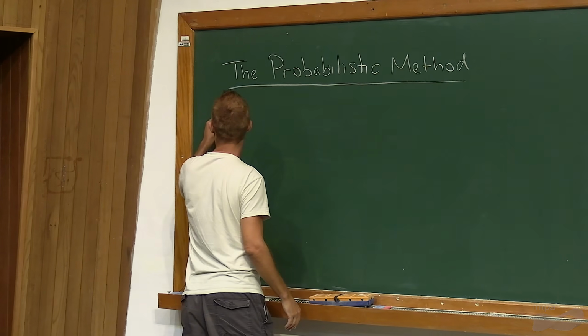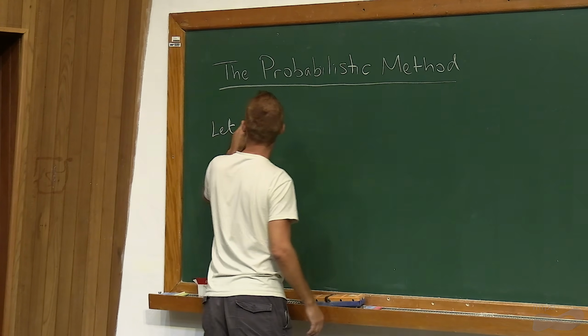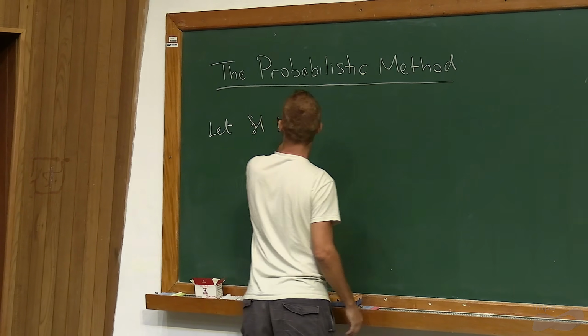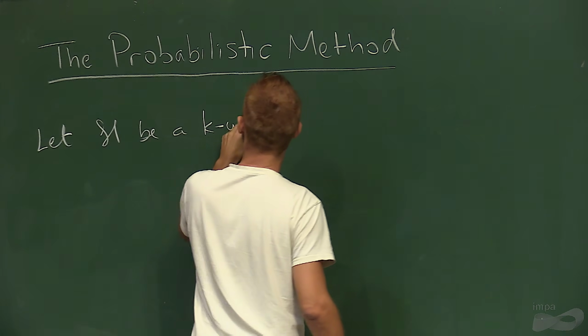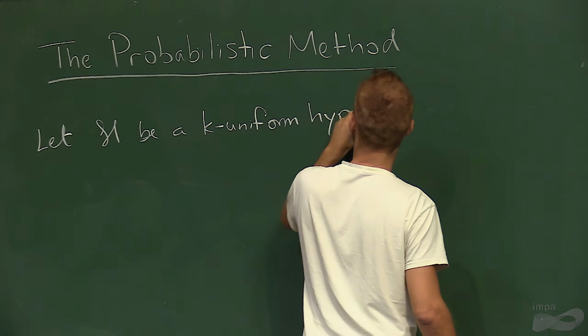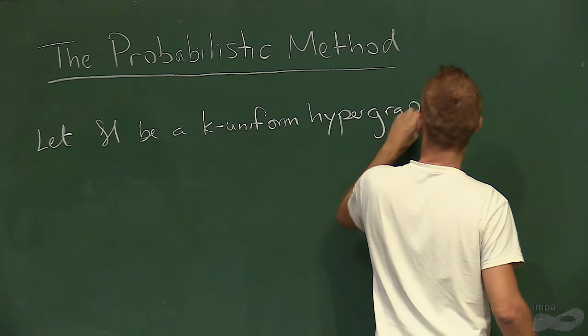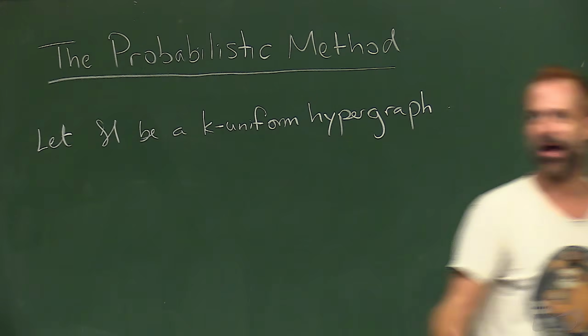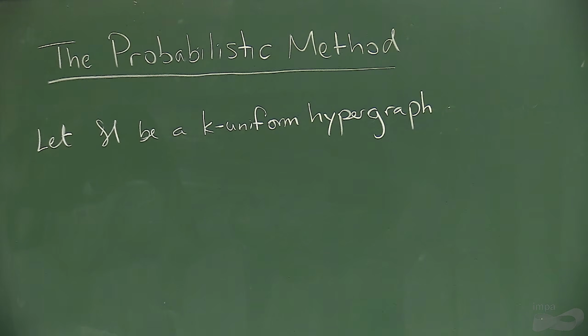So, let's let H be a k-uniform hypergraph. So what is a k-uniform hypergraph? So you have a vertex set V, and your edges are sets of size k. Okay? So a graph is a two-uniform hypergraph.